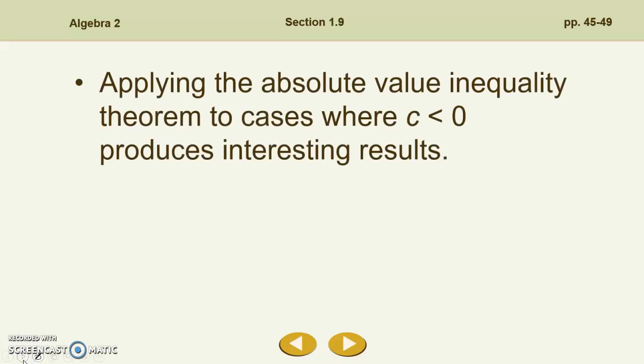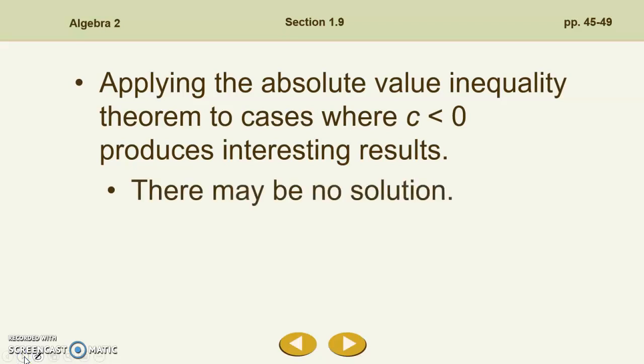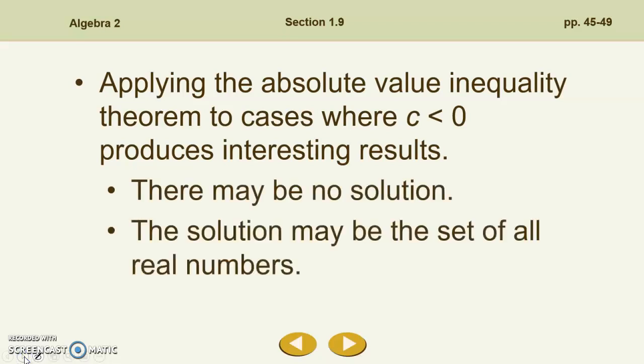Applying the absolute value inequality theorem to cases where c is less than 0 produces some interesting results. There may be no solution. The solution may be the set of all real numbers. So let's say we have the absolute value of x is less than a negative number, like negative 1, or negative 3. What would that look like? Take a minute, see if you can figure that one out, and share it with me tomorrow.